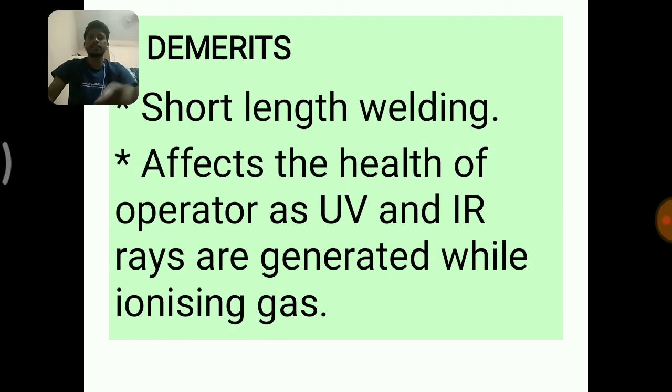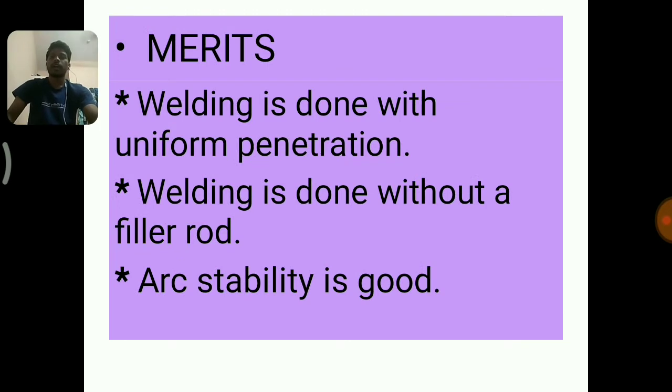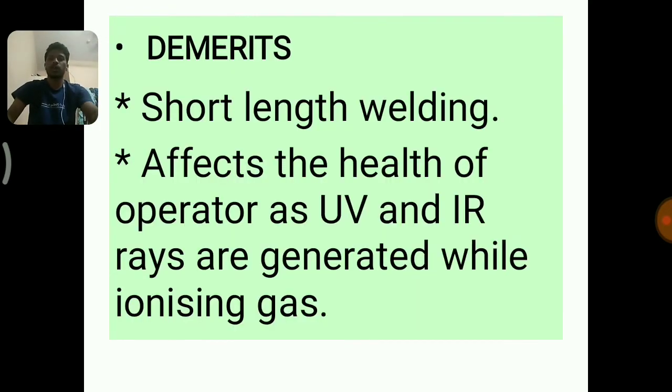And now the demerits we have in this are short length welding. One of the major demerits is plasma arc welding is short length welding. That means we can't weld the workpieces which are very long. And the second demerit we have is it affects the health of the operator of the plasma arc welding. It happens in this way because it generates UV and IR rays, which are highly harmful to the health, which are generated by the ionizing gas. While the plasma gas is ionized, UV and IR rays are generated, which harm the health of the operator. And one more demerit is that it's too expensive.